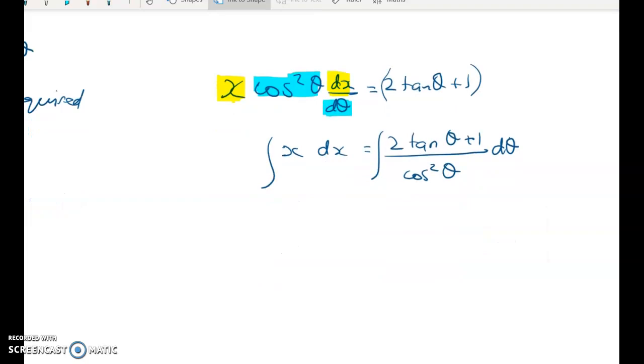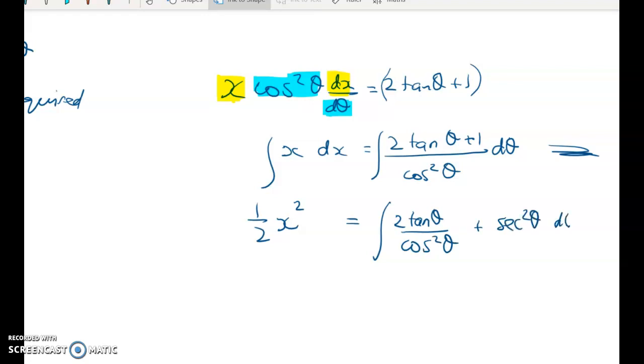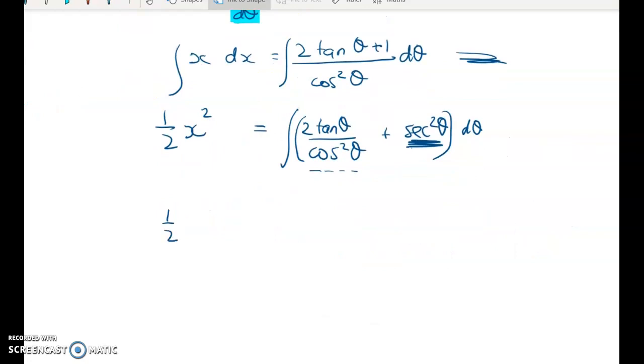Right, there we go. Now, let's split up the right-hand side and quickly integrate the left-hand side. So on the left-hand side, I've got 1/2 of x squared. You can put this plus c there, but I've chosen to put the plus c over here. And then splitting up this integral, you'll see straight away that I've got 2 tan theta over cos squared theta plus 1 over cos squared theta, which is simply sec squared theta d theta. Now, this is very easy to integrate, and this is easy because of what we've done in part 1. So we've got 1/2 of x squared is equal to tan squared theta plus tan theta plus c.